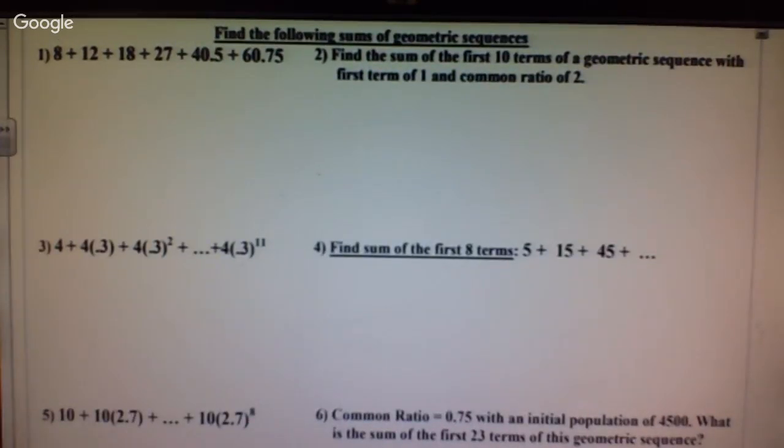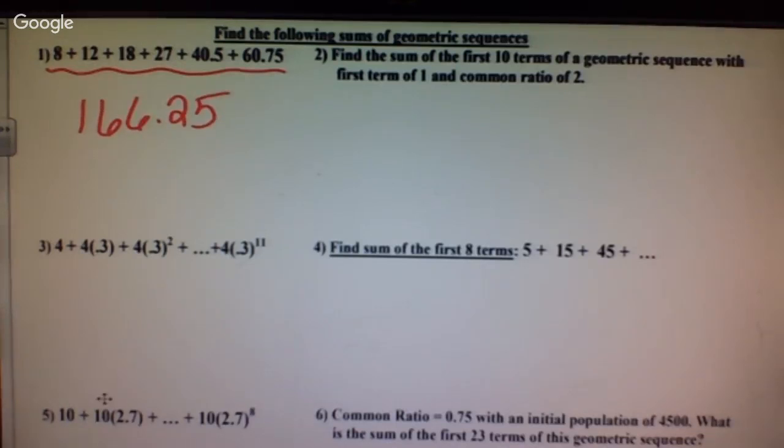So, the first one is technically really easy. Do you even need to use the formula here? Sure, let's just add them up. You can just add these up, we don't need the formula. If it's that short and to the point, just add them up. Plus 12. It is 166.25. You can do that in your head.